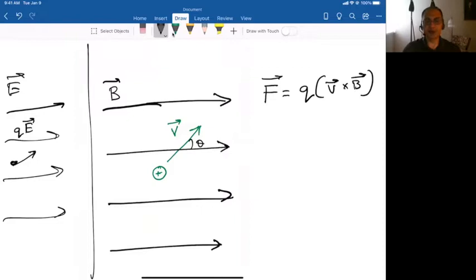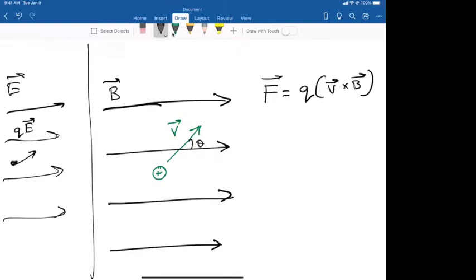So you know how to do a cross product, right? And you probably remember this rule for the cross product. You point the fingers of your right hand along the first vector, curl them towards the second vector, right? So based on that, can somebody tell me what's the direction of the force? Into the page. It is into the page, exactly.